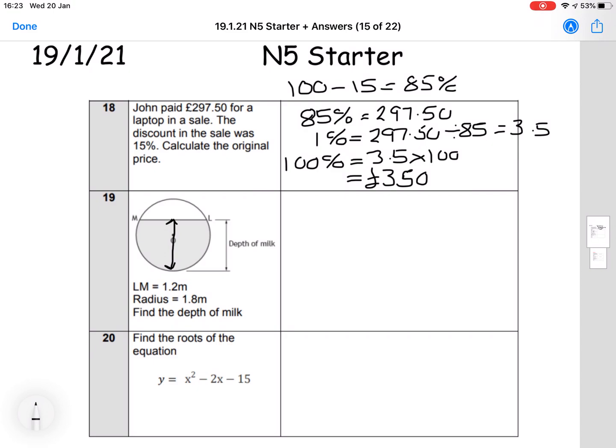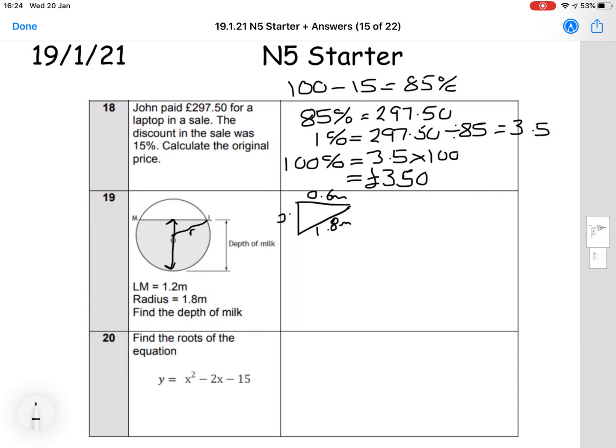So what we can do is we've been told the radius and we've been told the length of L to M. So those bits of information are going to be needed in this question. That's why they're there. So if we think of how we could use those two together, if we draw a radius in like this, we now have a wee right angled triangle that we can use. So if we take that little triangle out to the side over here, we have 1.8 for your radius. And we're told that the whole distance of L to M was 1.2. So this part along the top here is only half of that. So that would be 0.6 metres.